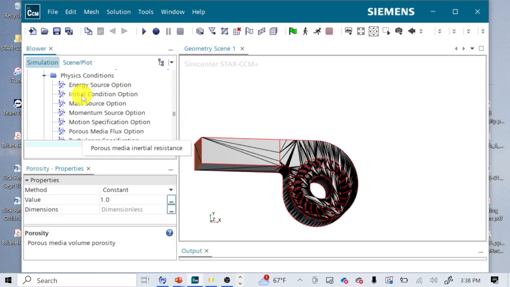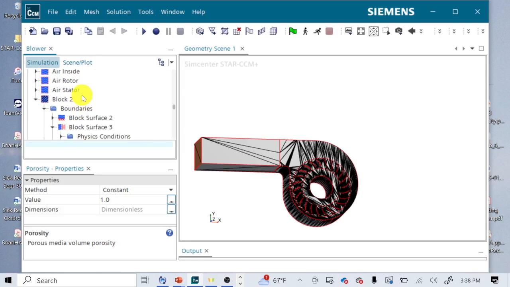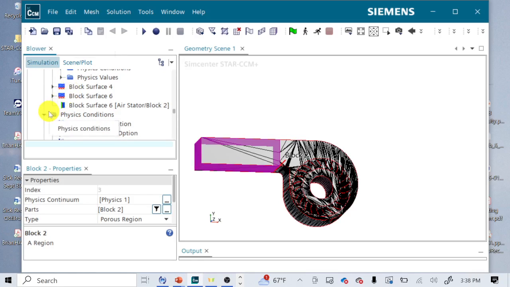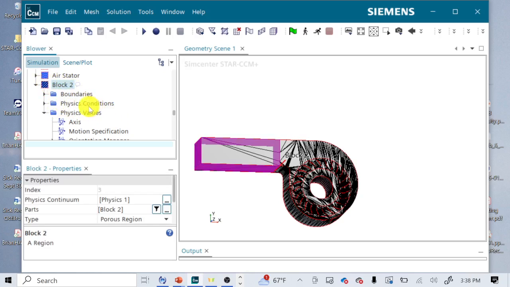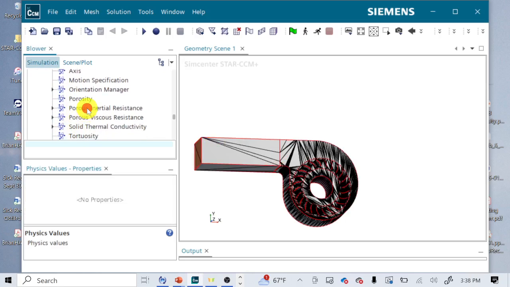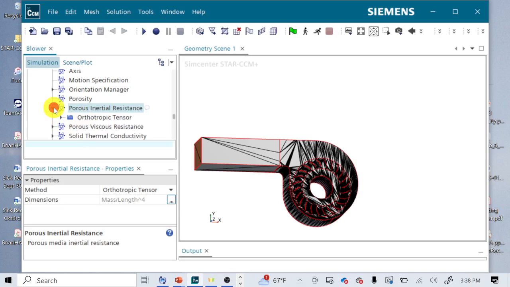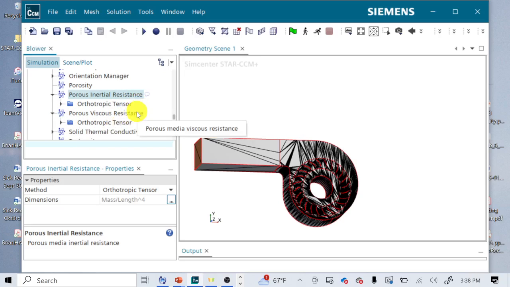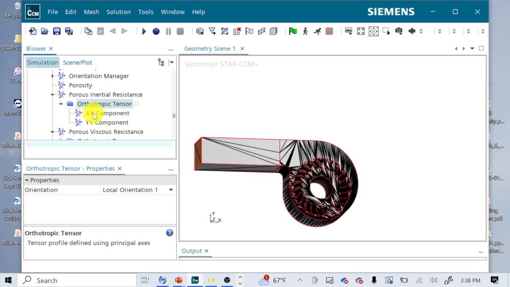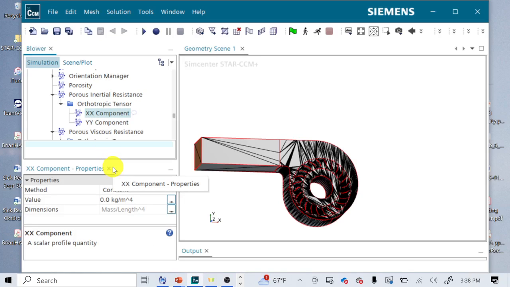There are two physics values that control this by default, and these are the ones we're going to be using. So again, this is the block 2 region under physics values for the region. So let me collapse this. So we have block 2. It has boundaries, it has physics conditions, and it has physics values. Under physics values, we have two values specifically: porous inertial resistance and porous viscous resistance. These are how much resistance the flow experiences as a function of how fast the flow is going. The faster the flow is going, it will experience more resistance.